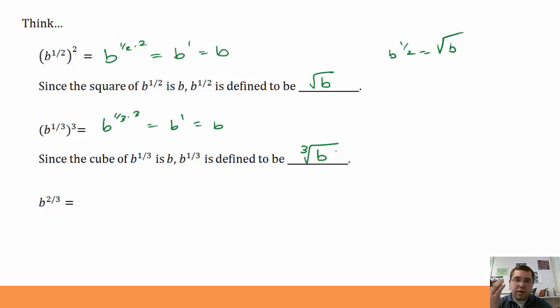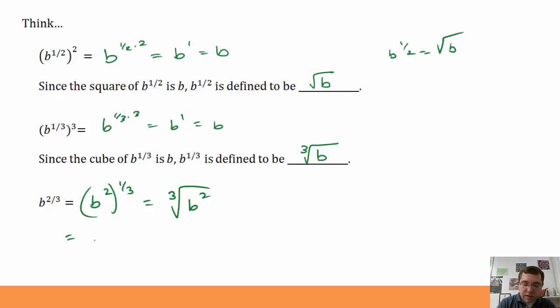So what about b to the 2/3? Well, by the laws of exponents, this is the same as b squared to the 1/3 power, right? Because 2 times 1/3 is 2/3. So this is the same then as the cube root of b squared, since the 1/3 power is a cube root.